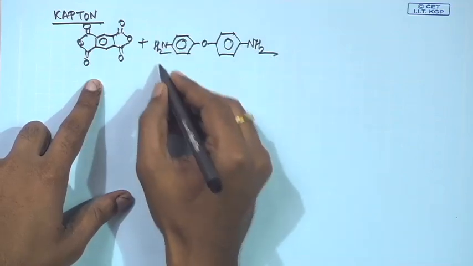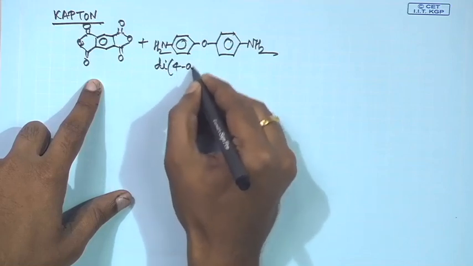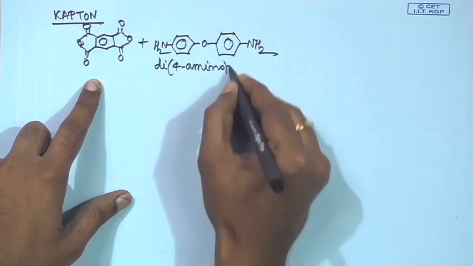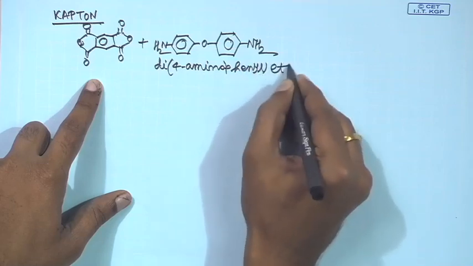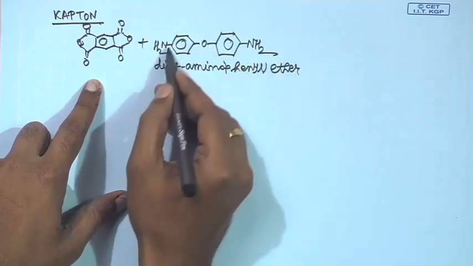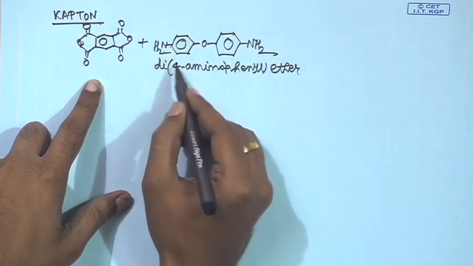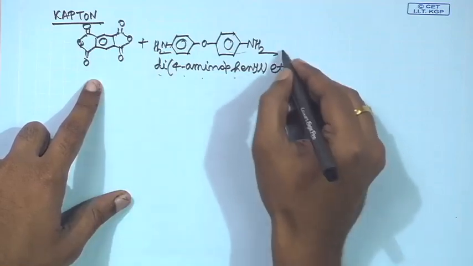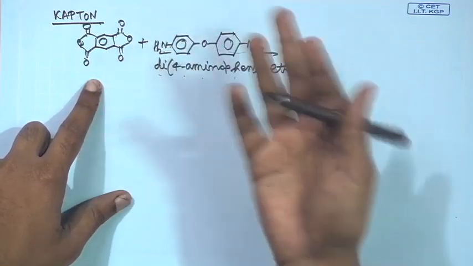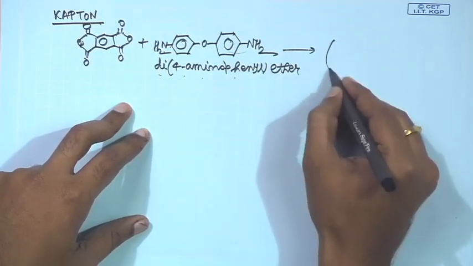So, basically this is a di 4-amino phenyl ether. So, an ether linkage, and it is 1, 2, 3, 4. So, this is 4-amino phenyl and there are 2 of them. So, this is di 4-amino phenyl ether, and this is a 2-step reaction. Of course, you go through the polyamic acid synthesis, and what will be your product?